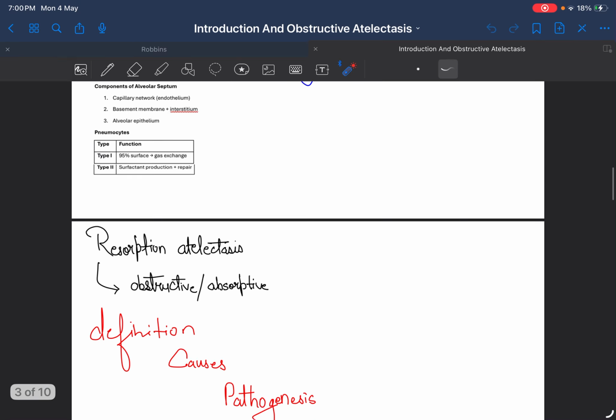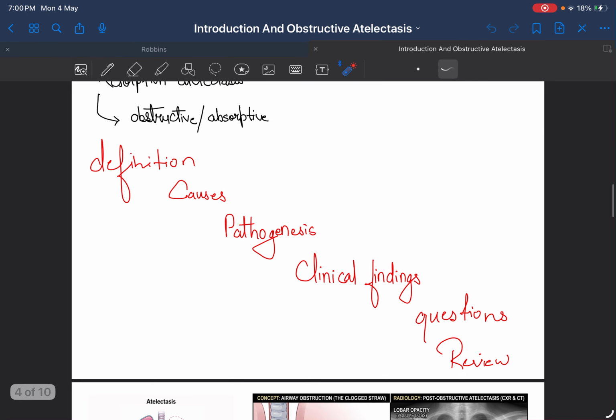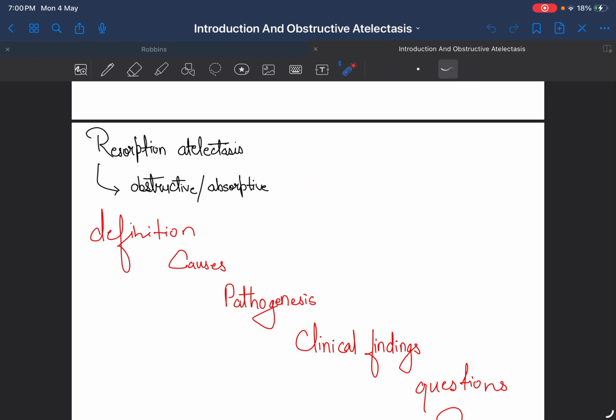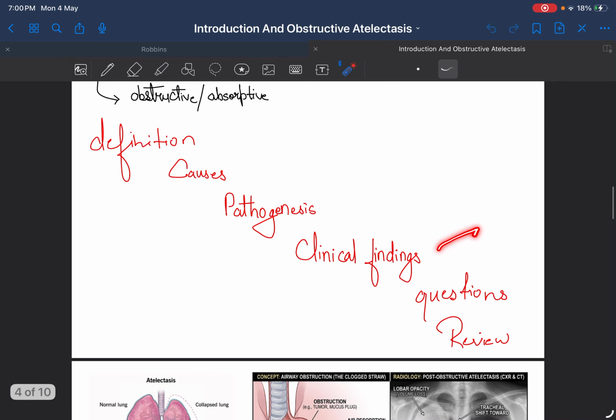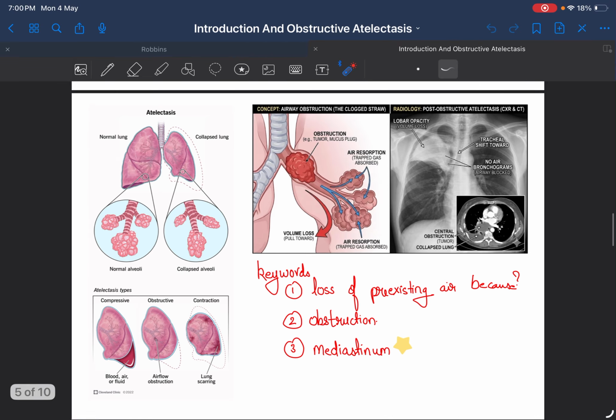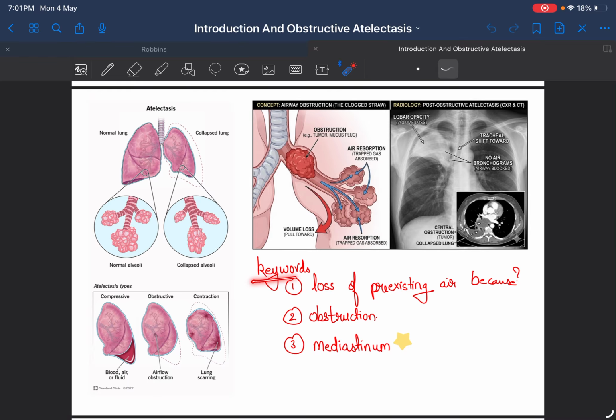Now let's talk about atelectasis, that is, obstructive or absorptive. We'll first go through the definition, causes, pathogenesis, then clinical findings and a few questions, and the last slide will be a review. Now let's talk about obstructive atelectasis. The definition has key points mentioned that we will take help from. This is the normal lung, as you can see in the picture, and this is the collapsed lung. Now, why did this happen?